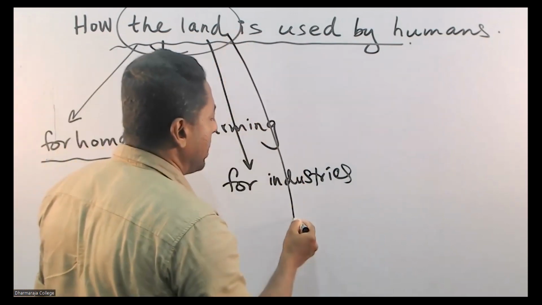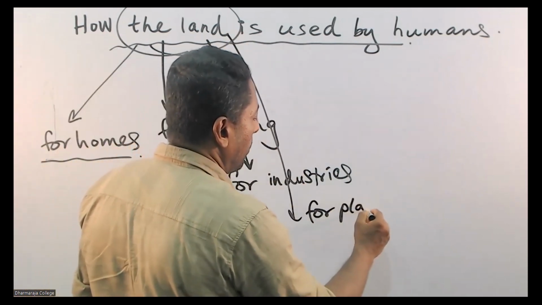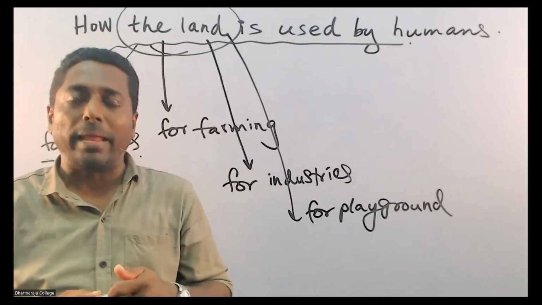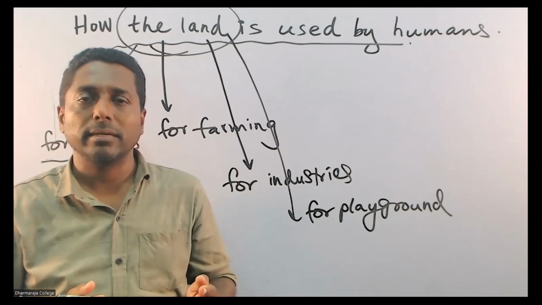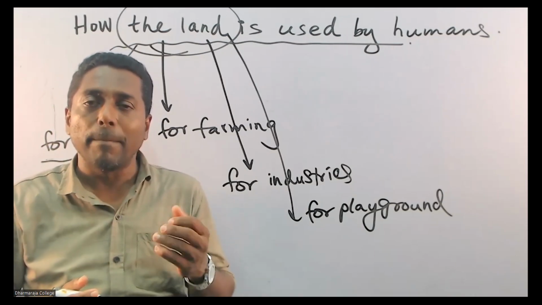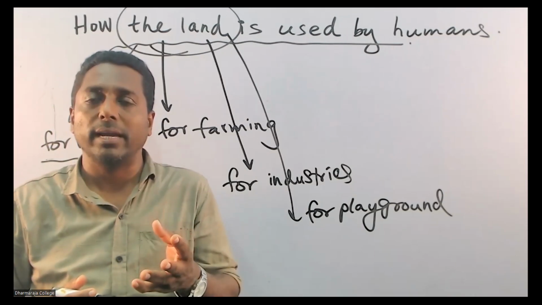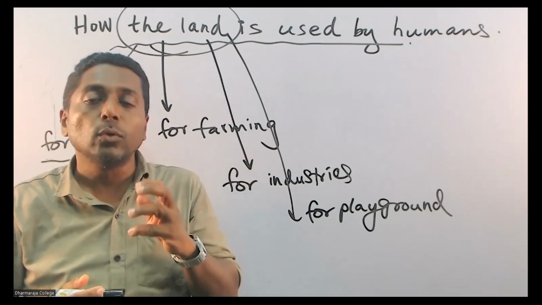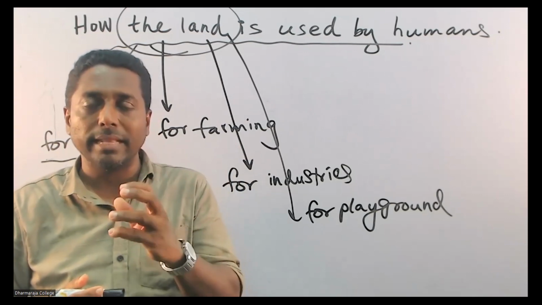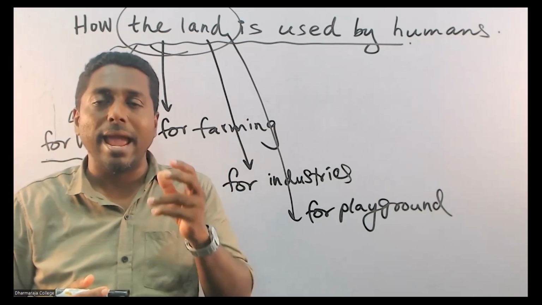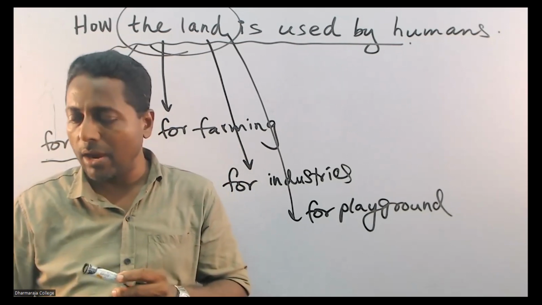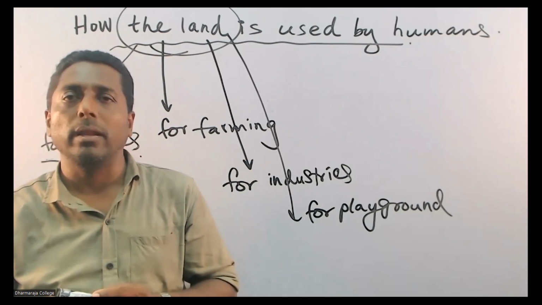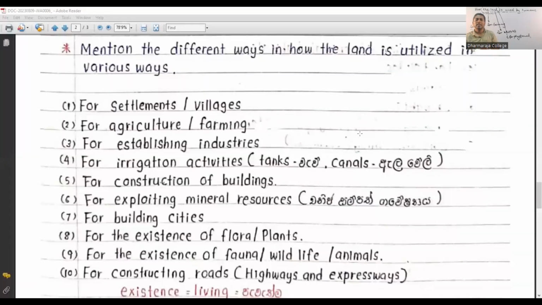And they use the land for playgrounds, children's parks, schools, temples, and for social work. So we can understand how humans utilize the land in different ways. Now we are going to understand those things properly. Look again.